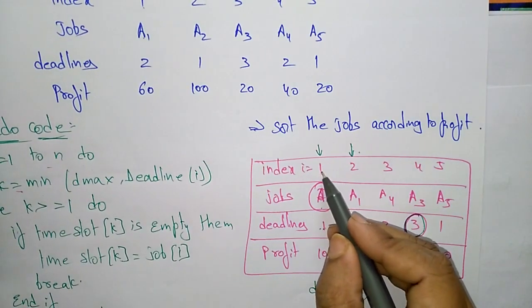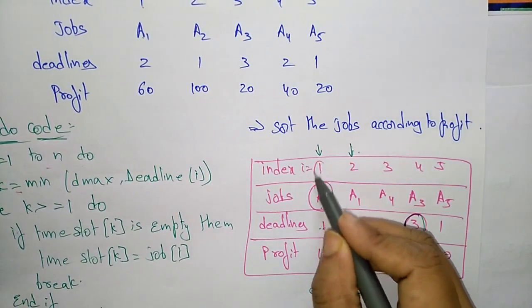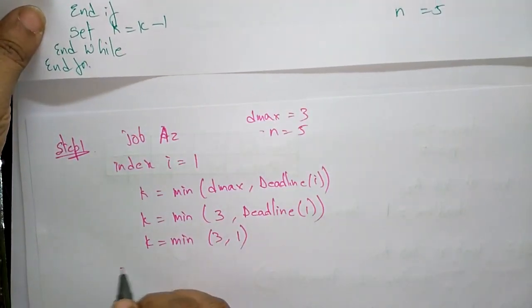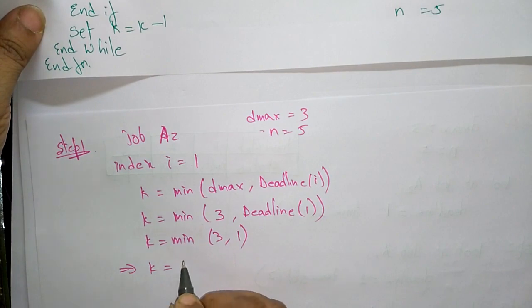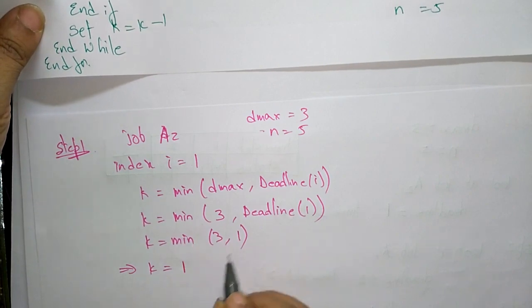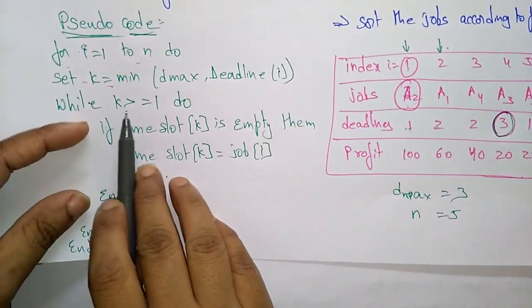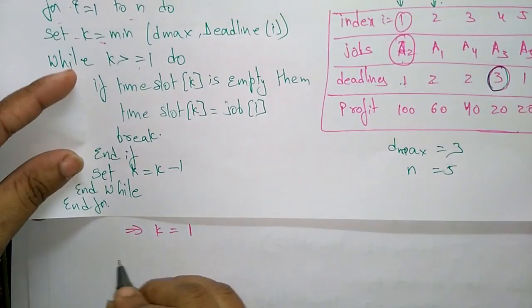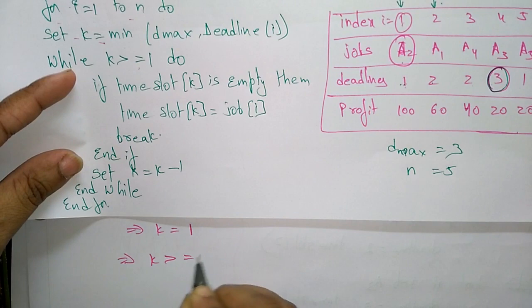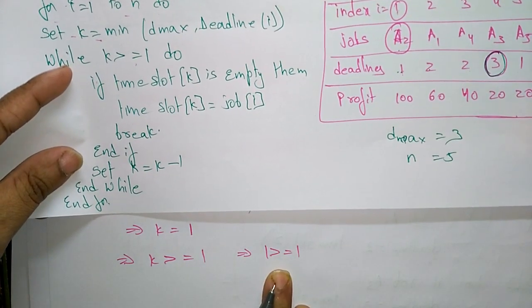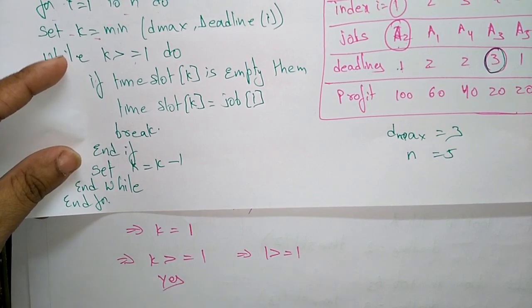So this I is equal to 1. Deadline of I, this is I. Deadline of 1 is 1. So what is the minimum value here? Now K is equal to 1, because the minimum of 3, 1 is 1. So now check, while K is greater than or equal to 1, that means 1 is greater than or equal to 1. Is it true? Yes, it is true.